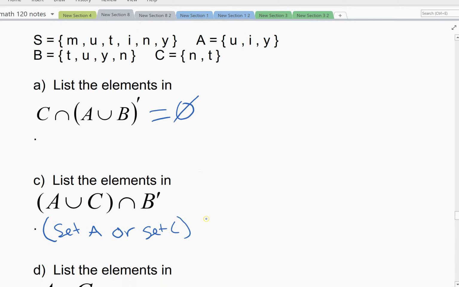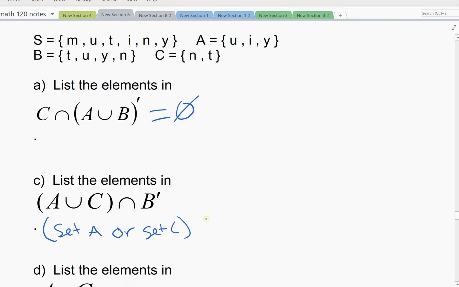B. So anything from A or C. So anything from set A or set C. So I get to include everything from these two sets, and if they share anything, I just list the letter down one time. And they don't, they're actually disjoint, so I just list all of the letters from A or C, so U, I, Y from A, and N and T from C. And then I forgot my not over here, and not in B.